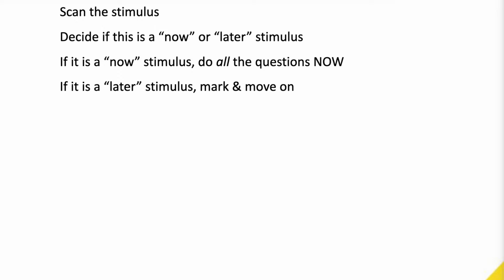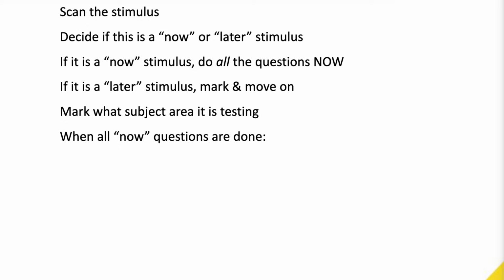If it's a later stimulus, mark it as later and move on. Typically what I do is mark it as a particular era and a particular geographical region. This way I know if I'm weak or weaker at it. For the later stimulus, I'm either weak or weaker, and that's why I'm leaving them for later, or they are likely to take some time. So mark the subject area it is testing, and this subject area is either geographical or temporal, with the time periods. When all the now questions are done, what do you do?